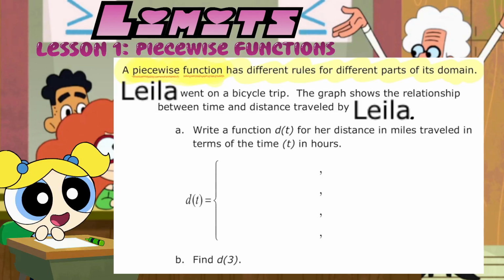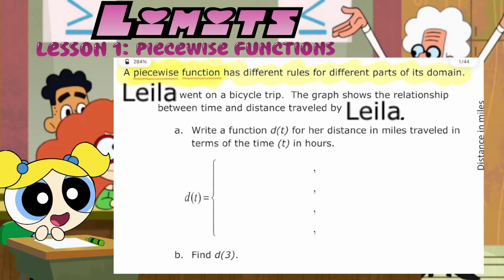A piecewise function has different rules for different parts of its domain. So we're going to get into example 1 in this unit in lesson 1. Leila went on a bicycle trip. The graph shows the relationship between time and distance traveled by Leila. Write a function, distance of time, or d of t, for her distance in miles traveled in terms of the time t in hours. So it's set up for us, d of t equals, and we have room for 4 pieces of this piecewise function.